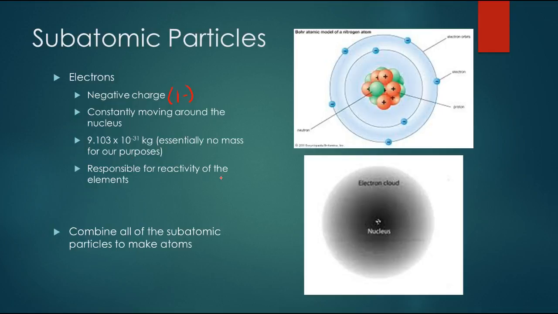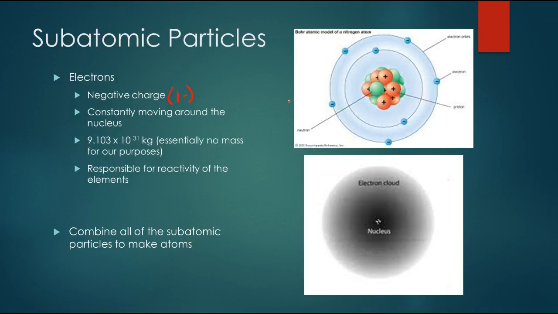However, they are responsible for something very important. They determine how reactive an element is. So based on the location of an element on the periodic table, you'll know how many electrons it has, and you'll know the reactivity of that element as well. Just like our protons determine what element we have, the electrons determine how it reacts with other elements. You combine all of these together, and we get our subatomic particles that make our atom.